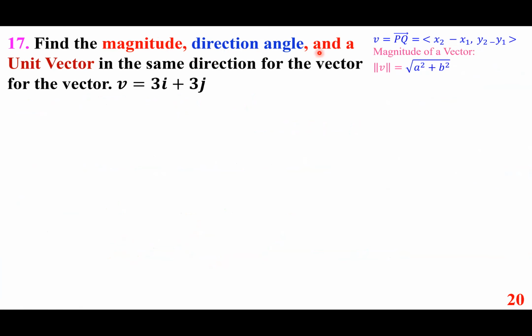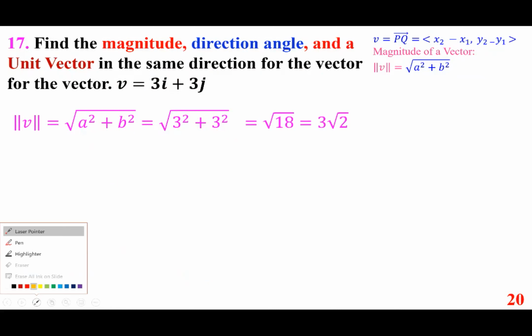Find the magnitude, direction, angle, and a unit vector in the same direction for the vector v equals 3i plus 3j. So reminding everyone, v or PQ is x sub 2 minus x sub 1, y sub 2 minus y sub 1. That's a position vector. Magnitude is simply square root of a squared plus b squared. So we want the magnitude. Let's add up 3 squared and 3 squared. As you can see, this is 9, this is 9. So this is square root of 18. And the reason square root of 18 is 3 square root of 2 is because 18 is 9 times 2.